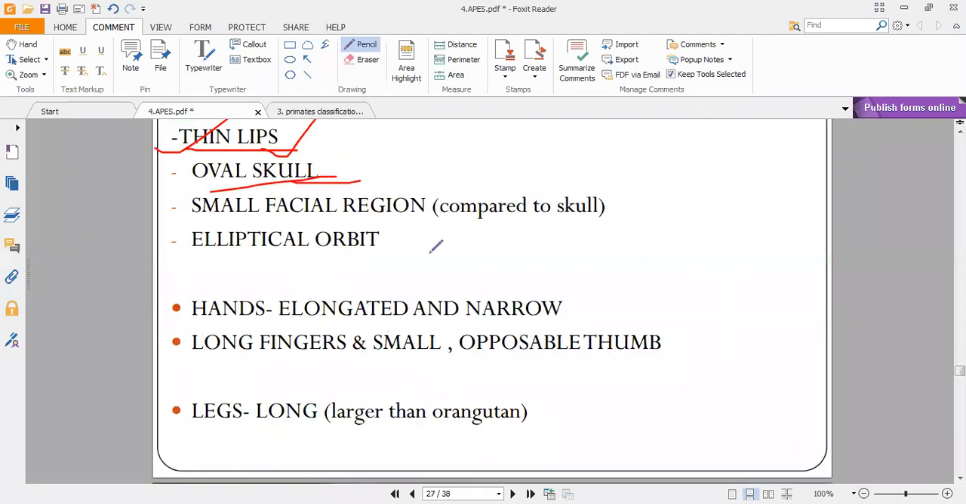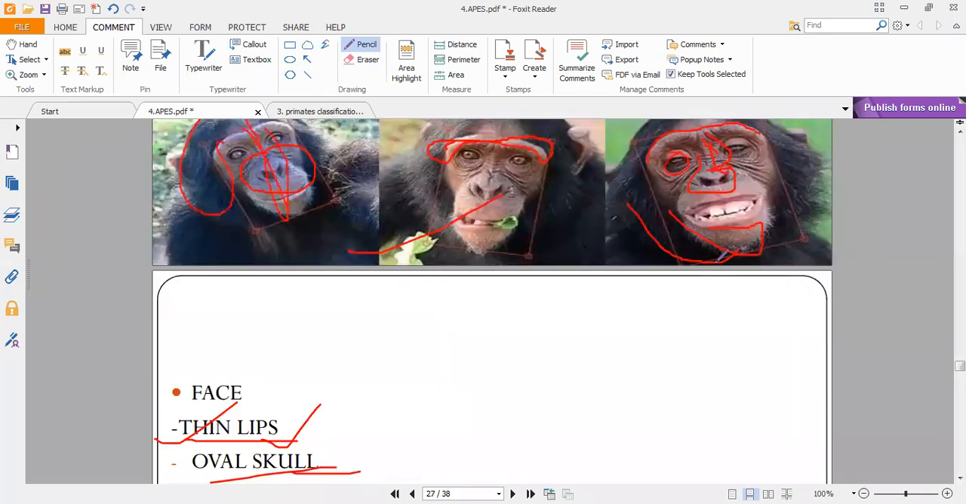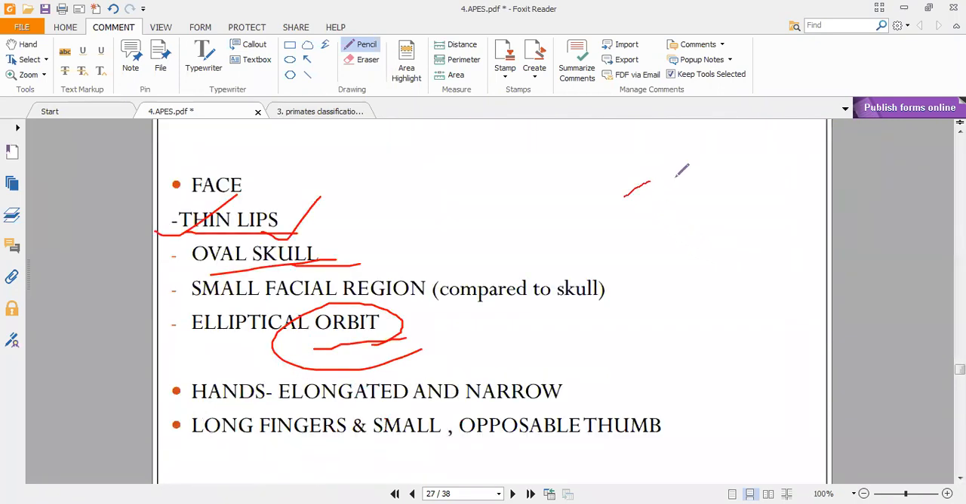Here again, if we talk about orbit, orbit means the area where nature has put our eyes. This is the orbit area. This is the orbit where the eyes are placed. And this orbit we can again find elliptical. This is what I call elliptical, not round, elliptical orbit.